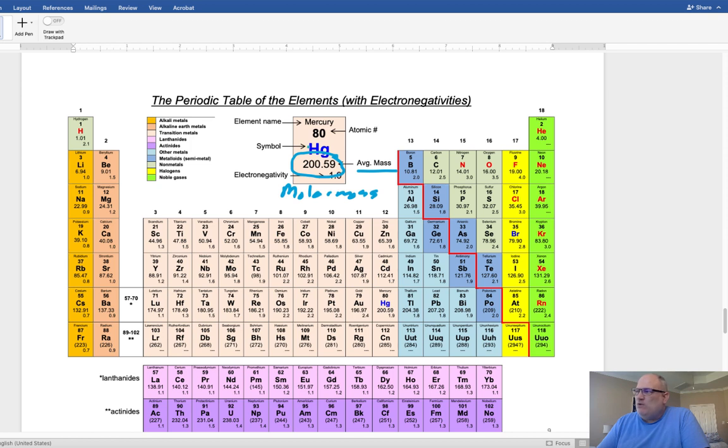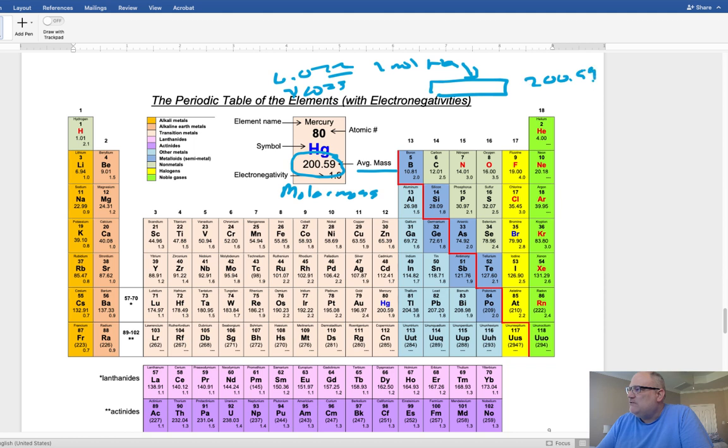So if I took 1 mole of mercury and poured them all onto a really big scale, that's 6.022 times 10 to the 23rd atoms of mercury. I know this is a horrible drawing. If I put 6.02 times 10 to the 23rd atoms of mercury onto that scale, they would have a mass of 200.59 grams. So what we have now is a conversion factor for every single element on the periodic table.